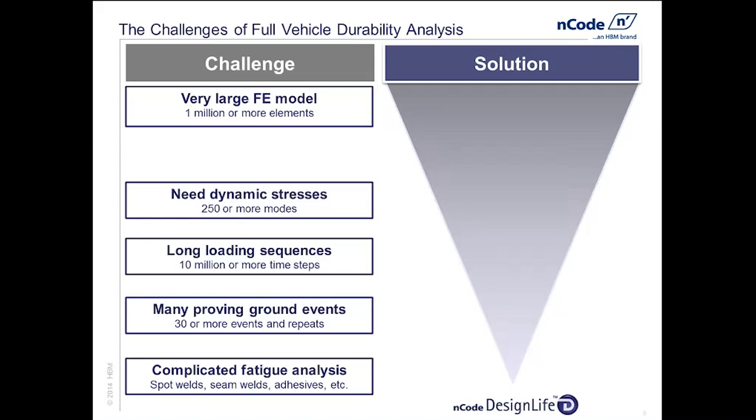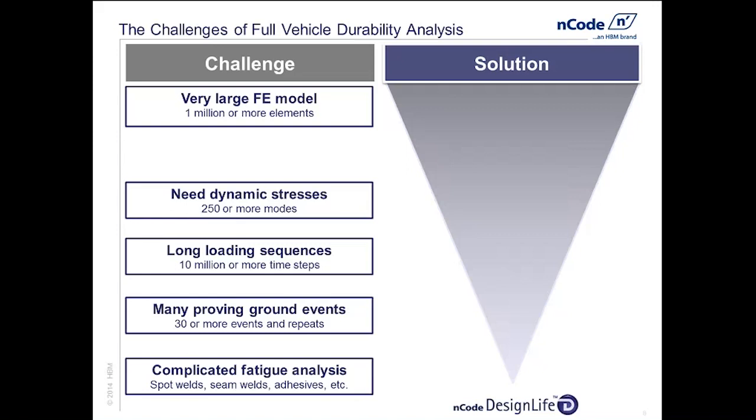Fourth one down at the bottom, many proving ground events, not just long time sequences, but many different usage scenarios. Say, for example, different ballast conditions in vehicles, full of mass, half full, no passengers, that kind of thing. High-speed driving, low-speed driving, twist ditch, bump course, off-road, on-road, and so on. So we may have a number of different what we call proving ground events or road load data events that we need to look at the combined fatigue calculation, what kind of fatigue damage accumulates from all these different events.